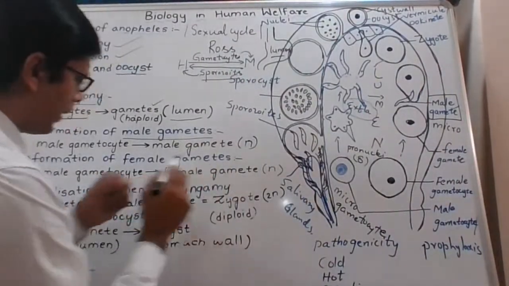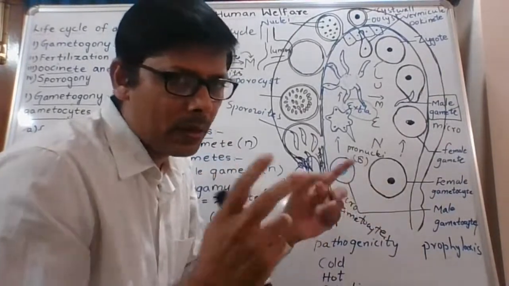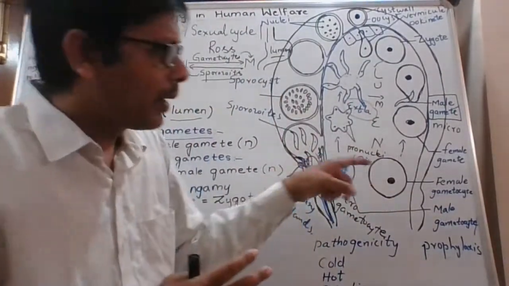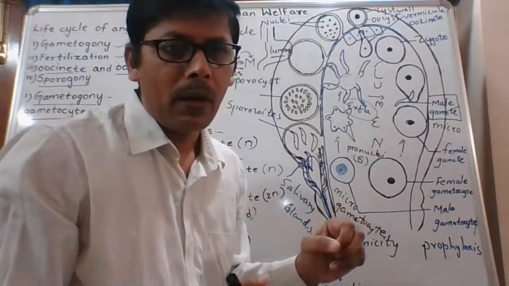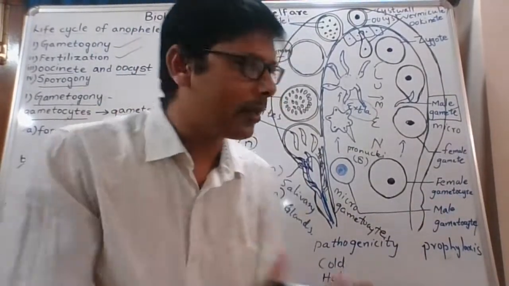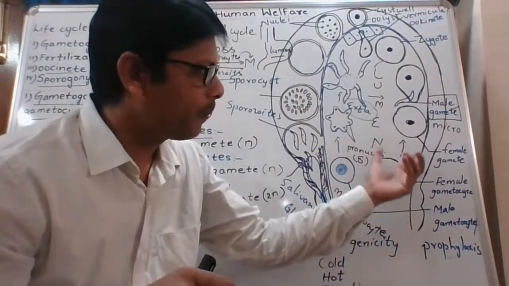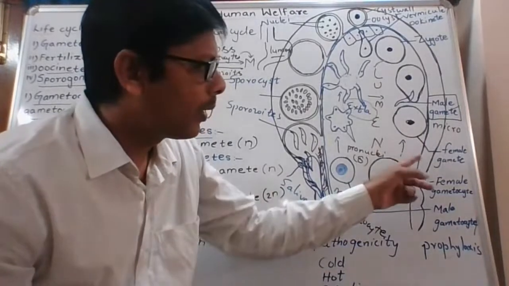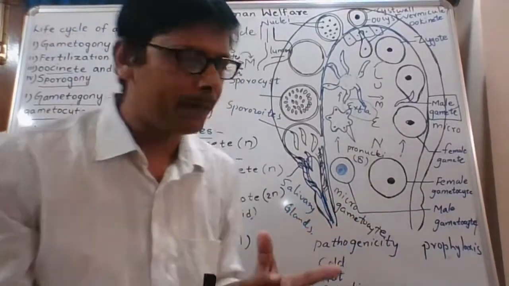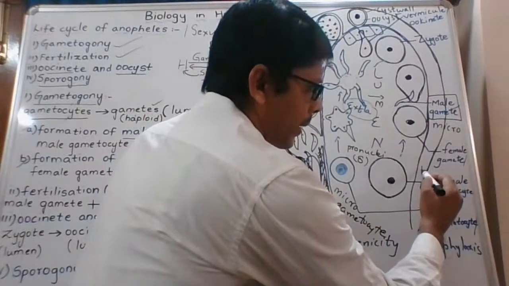Formation of female gametes. The female gametocyte undergoes few changes, not many changes like the microgametocyte or male gametocyte. It develops into the female gamete or macrogamete. You can call the female gametocyte a macrogametocyte as it is larger than the male one. Here there is no division of the nucleus, no karyokinesis, no cytokinesis, and it forms the female gamete, also called the macrogamete.